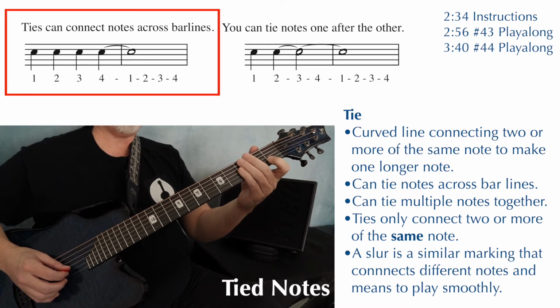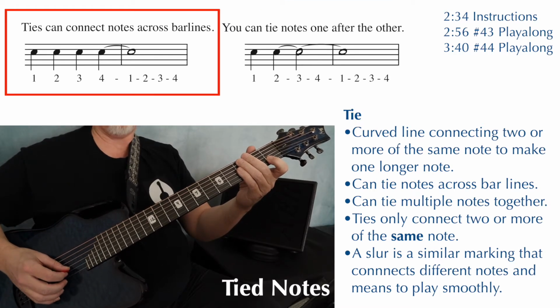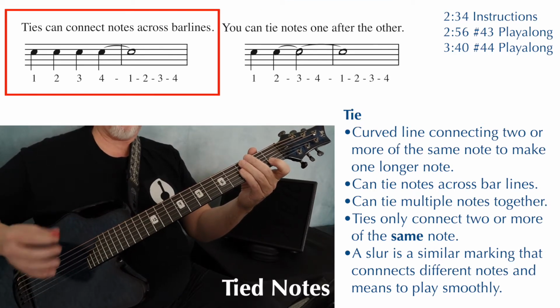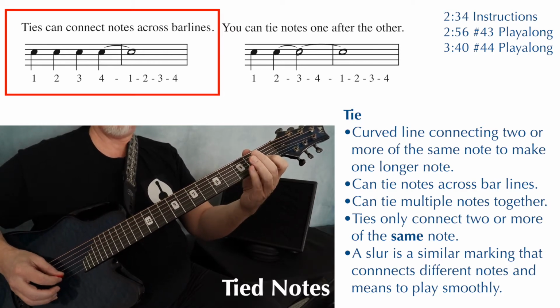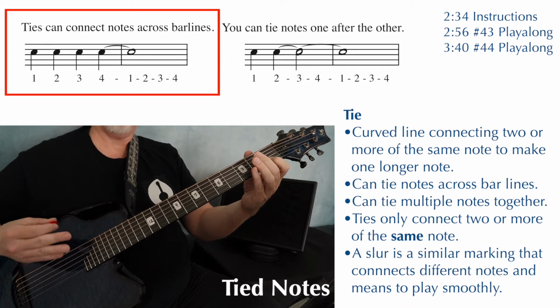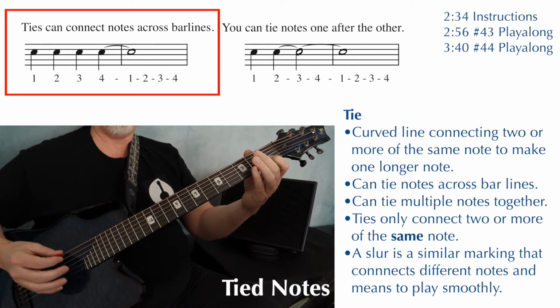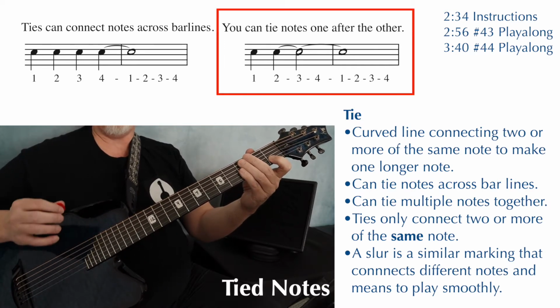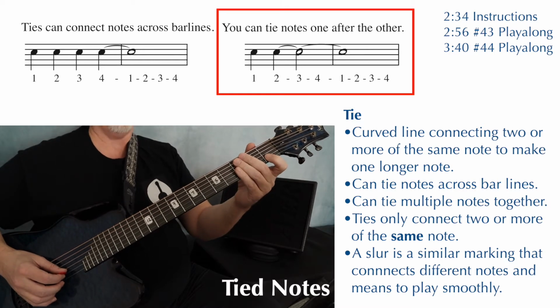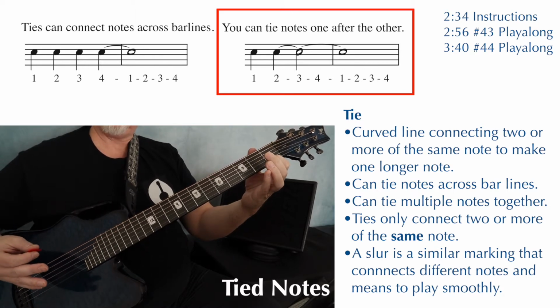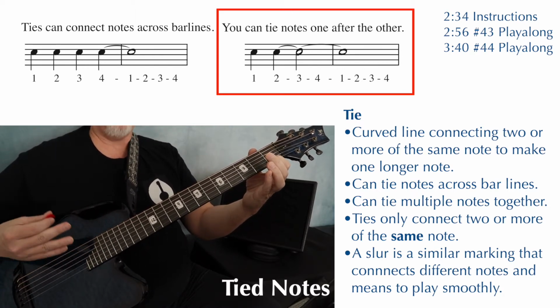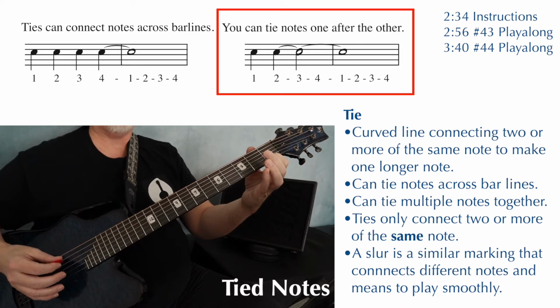You can use ties to connect notes across bar lines, so a note from one measure can be tied to a note from another measure. 1, 2, 3, 4, 1, 2, 3, 4. And you can tie notes one after the other as well. We got a bunch of C's in this example, but we only play two of them. 1, 2, 3, 4, 1, 2, 3, 4.